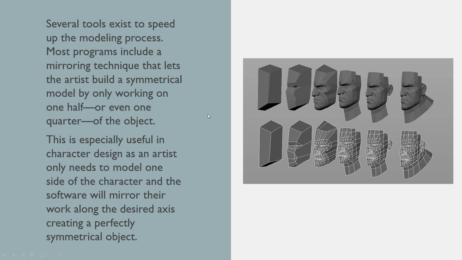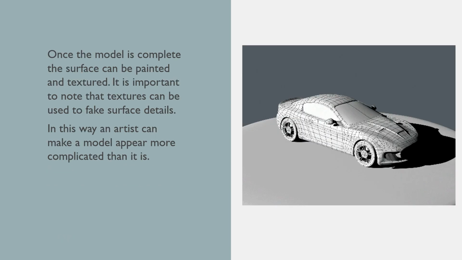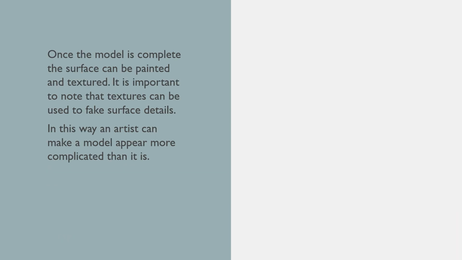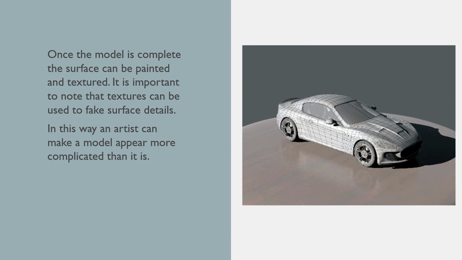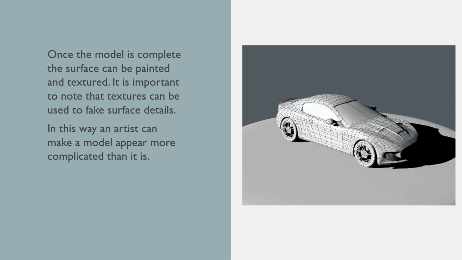So it's very easy to deal with and less time consuming. And once the model is complete, the surface can be painted and textured. It is very important to note that textures can be used to fake surface details. In this way, an artist can make a model appear more complicated than it is.